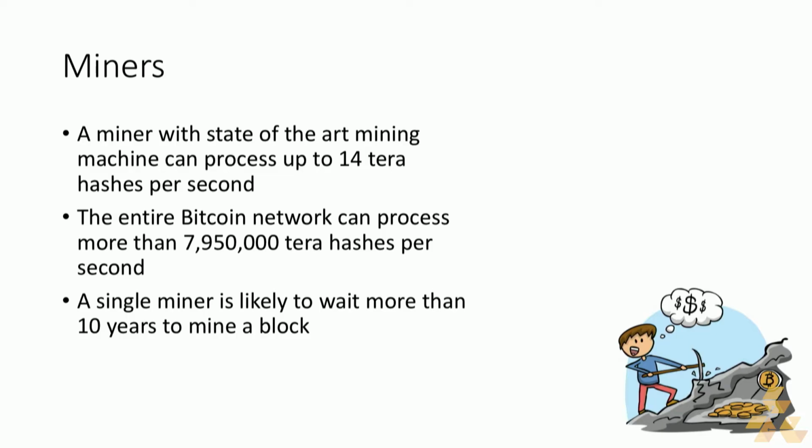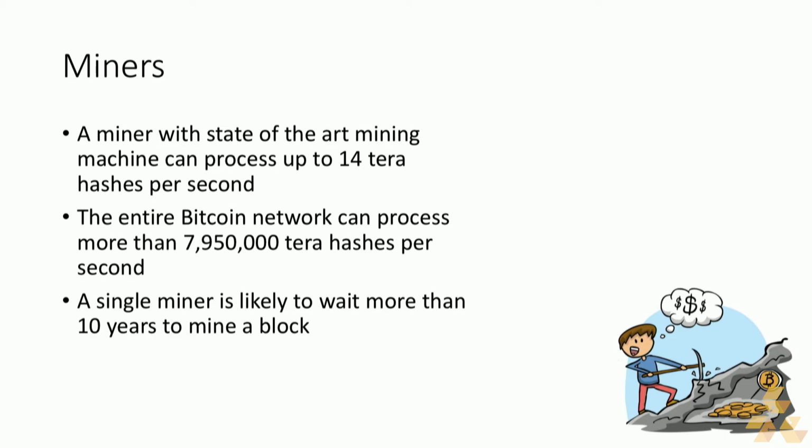So if I buy the strongest machine that I found, that costs about $3,000, I'm likely to wait about 10 years until I mine my first block, because my machine can do 14 terahash per second. The entire network can do about 8 million terahash per second. So if you do the math, you will see that you are likely to wait about 10 years.